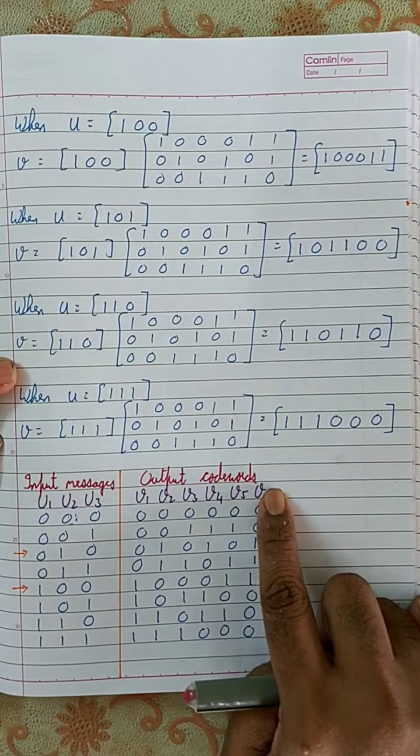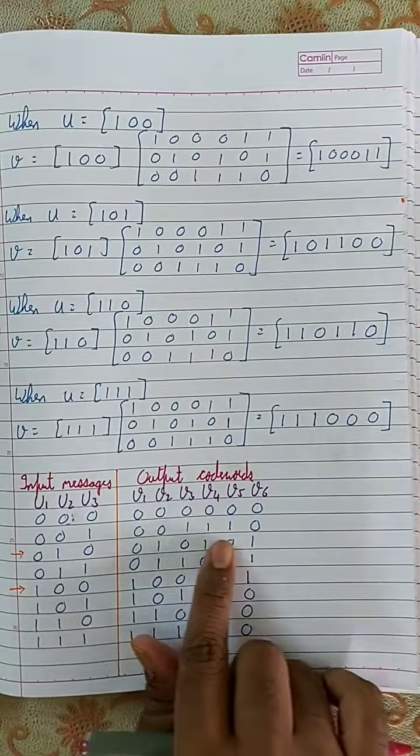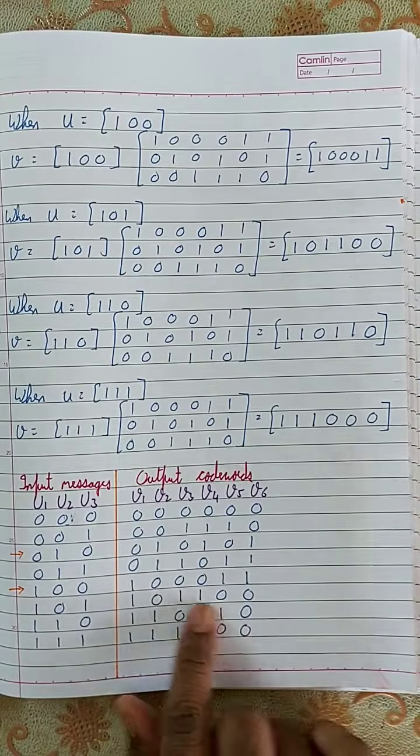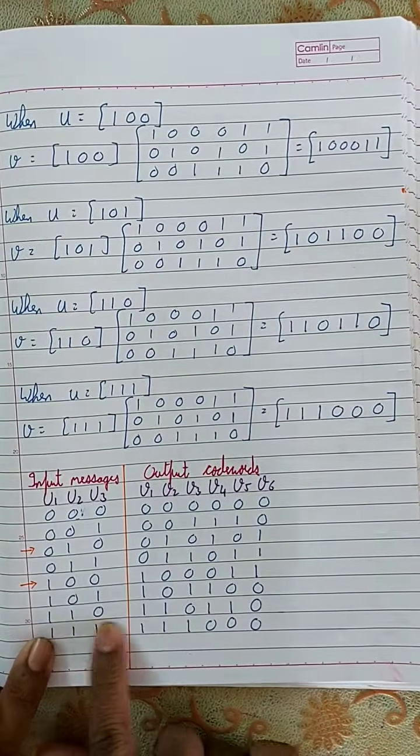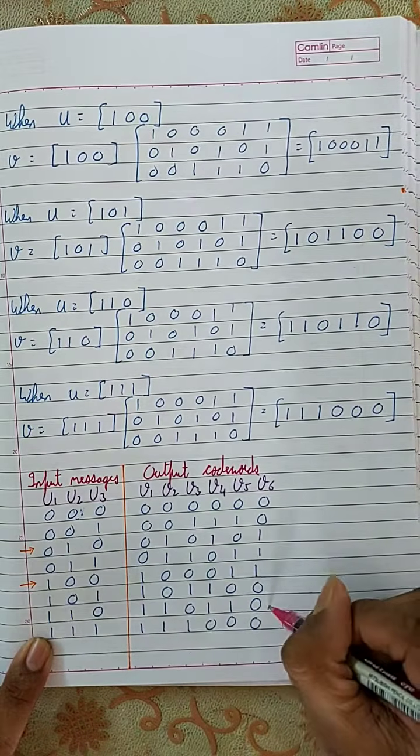Is that block code present anywhere? Let me see what the block code is. 110110, where is it? There it is, here. See, 110110, it's over here.